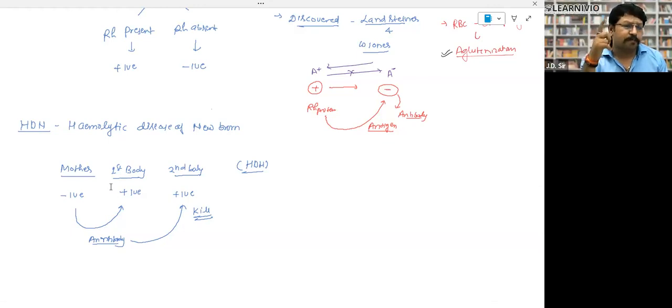So, what is the function of placenta? I want to know from anyone. Any of you, quickly. What is the function of placenta? It gives nourishment to the baby. Okay, yeah, fine. Anyone else?